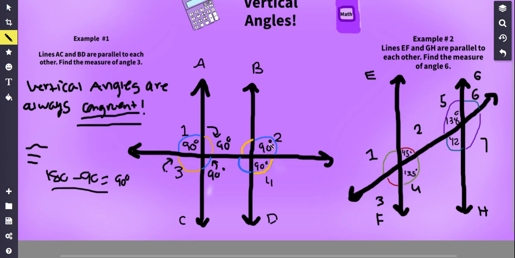And it's the same with this blue angle here. These two blue angles are equal because they're opposite, and these two yellow ones are congruent because they're opposite. So this blue angle will be 90.